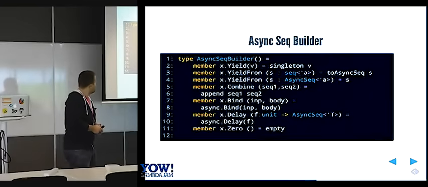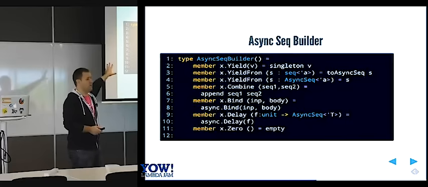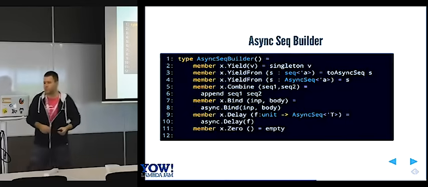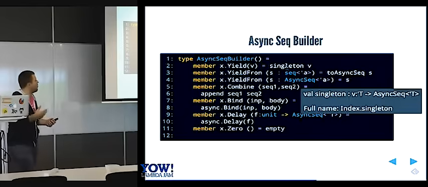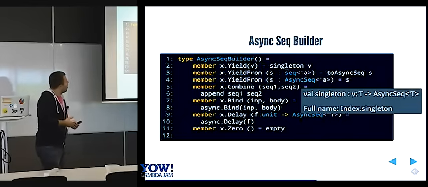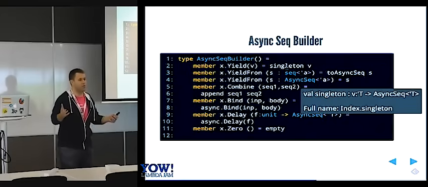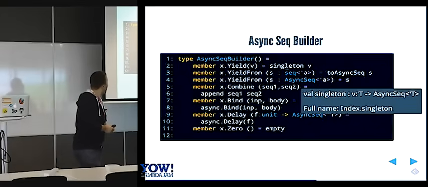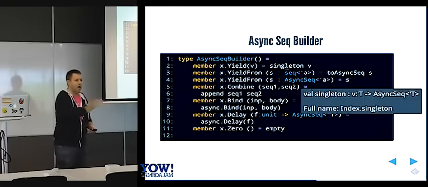So here I've built a builder. These are the base methods I've defined, and this is mostly from the library. There's a few more, like for, that are supported, but they're built in terms of these. So singleton obviously just yields a value, basically just wraps it up in the async seq. I've got a yield from call. Because F# supports method overloading, I've got 2 yield from implementations, and the compiler will just work out which one to call.